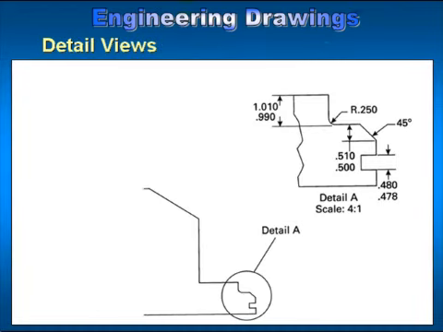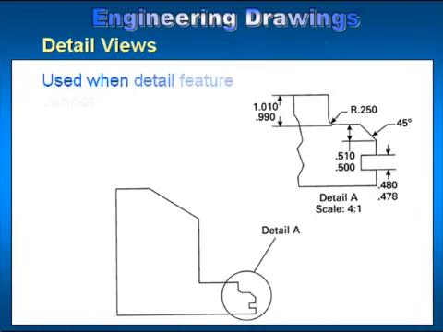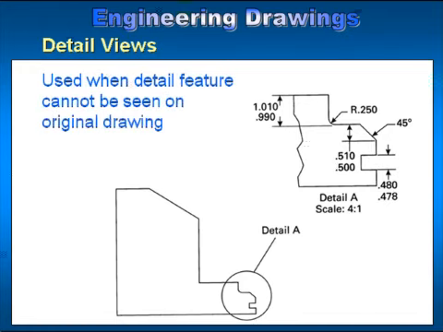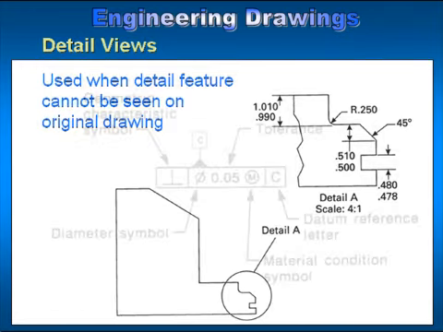Detail views. A detail view is often used when the scale of one of the main views has features that are difficult to see. You will see that this particular area of this view is circled, and a line is extending from the circle and refers the reader to a detail view. For an example here, detail A. The detail view is drawn separately and enlarged for easier reading.